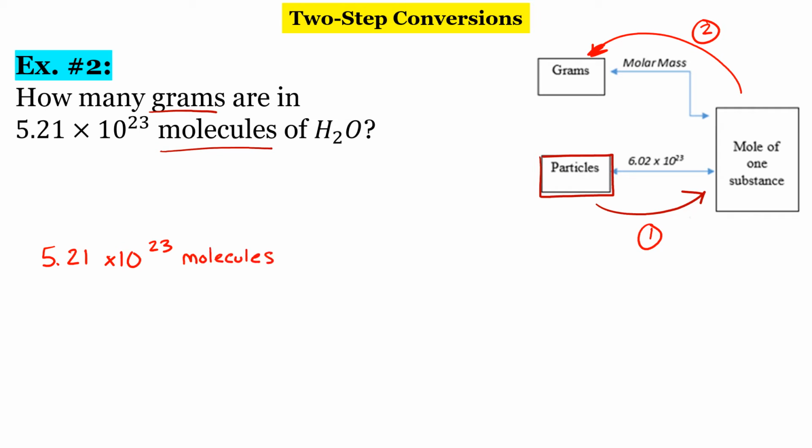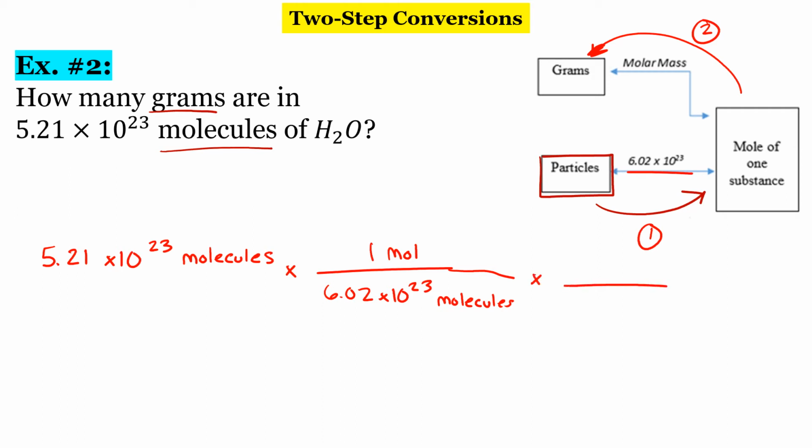Now notice I wrote that all out. I didn't abbreviate it as moles. We don't want to confuse molecules and moles, so get in the habit of writing molecules out completely. So going from molecules to moles, we're going to use Avogadro's number, 6.02 times 10 to the 23rd molecules in 1 mole. So that's step number 1. Step number 2 is to go from moles to grams. So we need the molar mass of water.